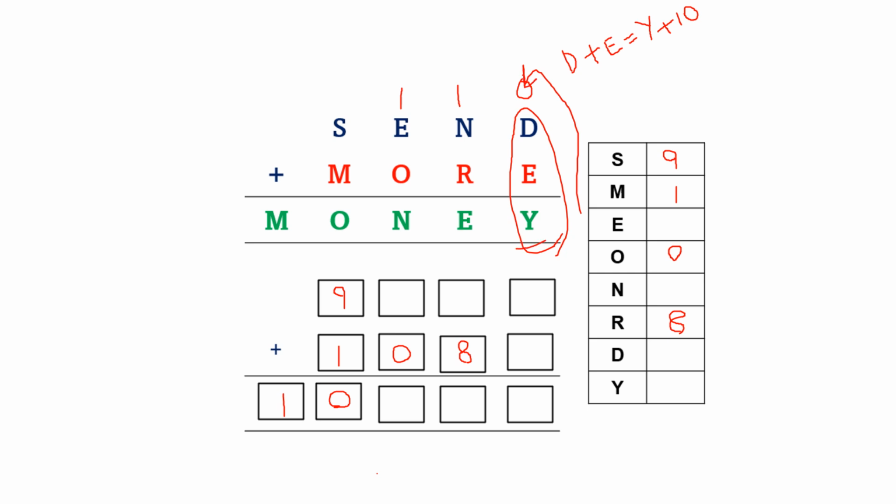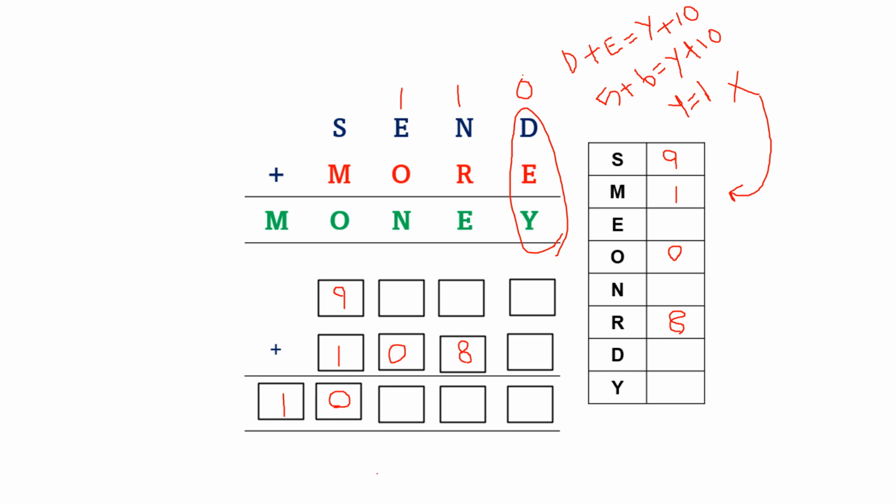But we have to pass the carry to the next bit. So Y may be from 0 to 9. It cannot produce any carry. That should be added with 10 value for giving this 1 to the previous digit. So D plus E is equal to Y plus 10. Then take some random values for D and E. Assume take the number which is not assigned already. 5, 6, 7 are not yet assigned. So we can take D is equal to 5 and E is equal to 6, then Y plus 10.